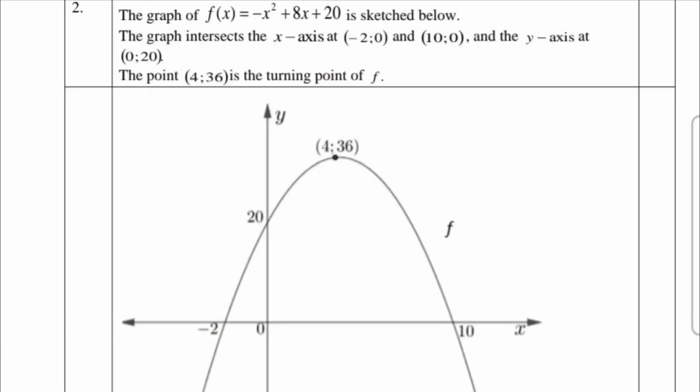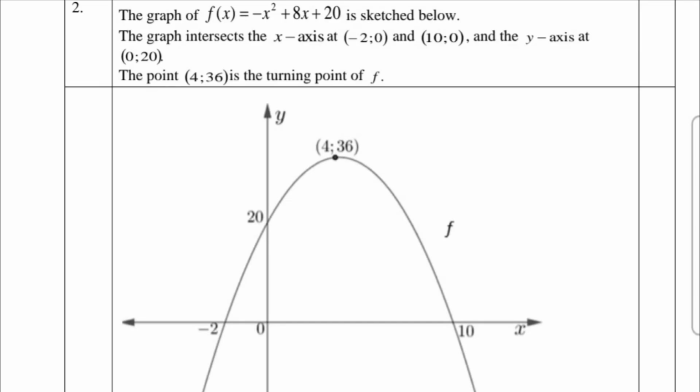So question 2 here, we're given a graph of f of x, which is equal to negative x squared plus 8x plus 20, that's sketched below. The graph intersects the x-axis at (negative 2, 0) and (10, 0), and the y-axis at (0, 20). So those are our x-intercepts and our y-intercept. The point (4, 36) is the turning point. So everything that they've just mentioned, we can see it on the diagram.